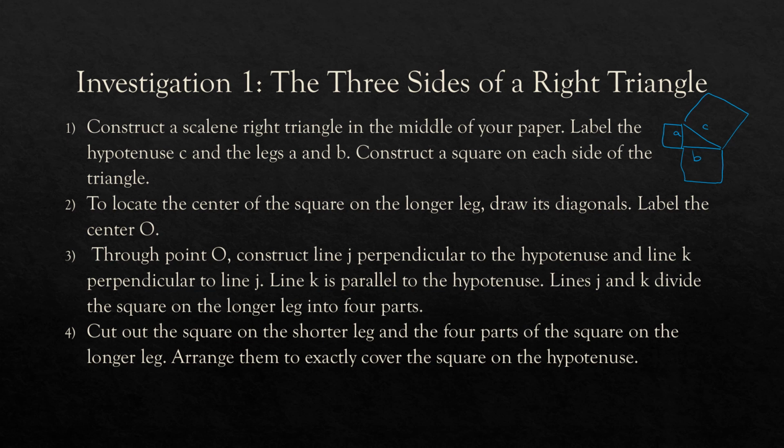To locate the center of the square on the longer leg, draw its diagonals. Label the point O. Through point O, construct line J that is perpendicular to the hypotenuse and line K that is parallel to the hypotenuse. Then lines J and K will divide the square on the longer leg into 4 parts.